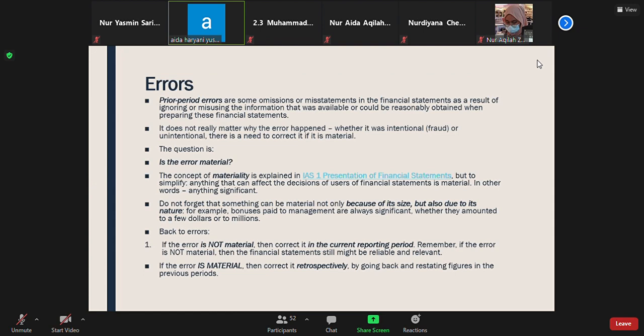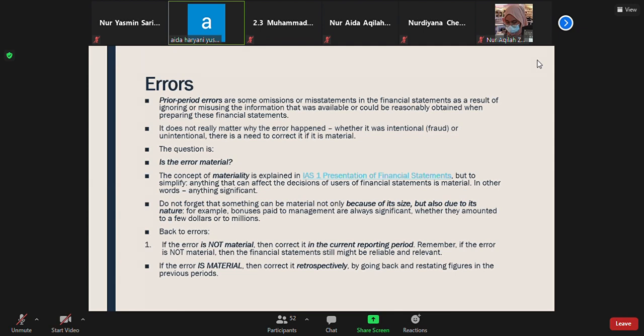Katalah sekarang, you tersalah key in. You tersalah record. You record purchase of stationery, instead of 100, you terletak RM10, missing 10. So kalau you tengok, RM90 lah yang hilang. Ini company besar, I'm talking about company yang besar.